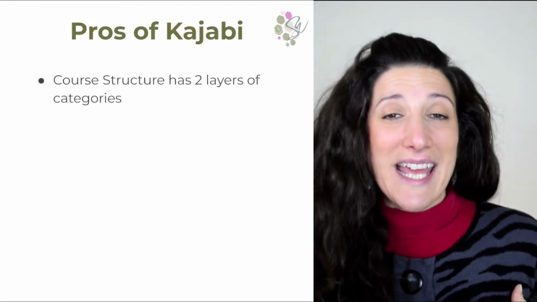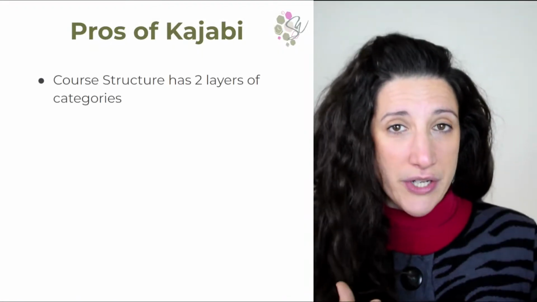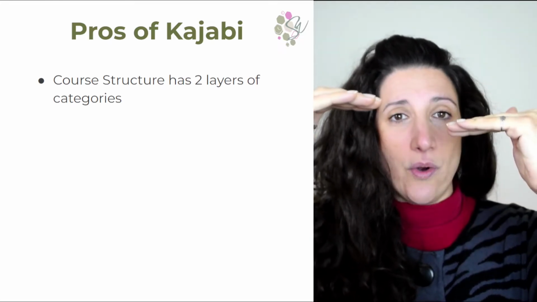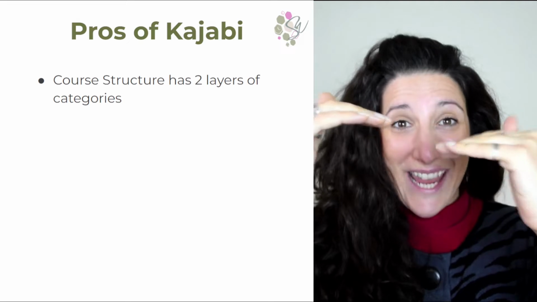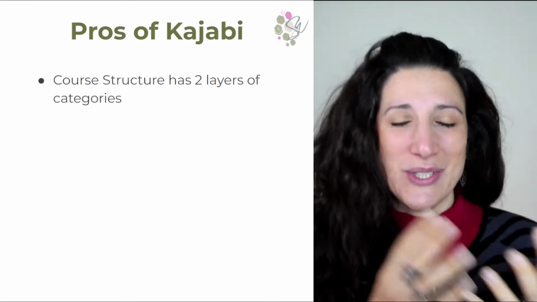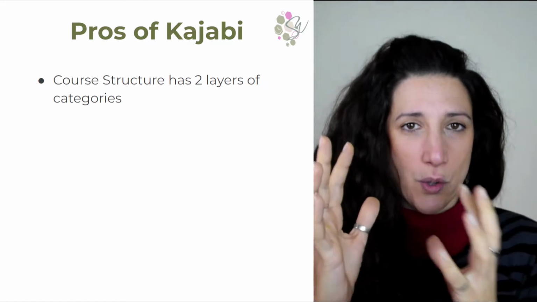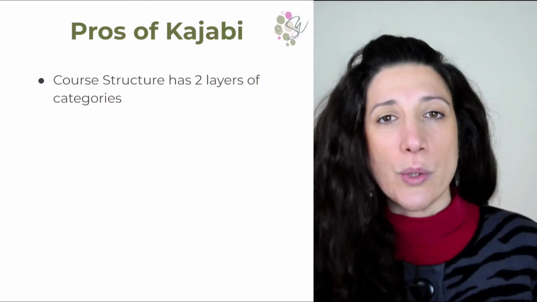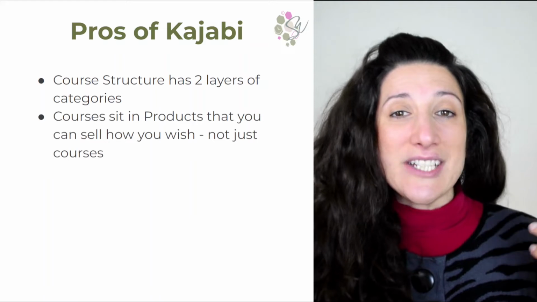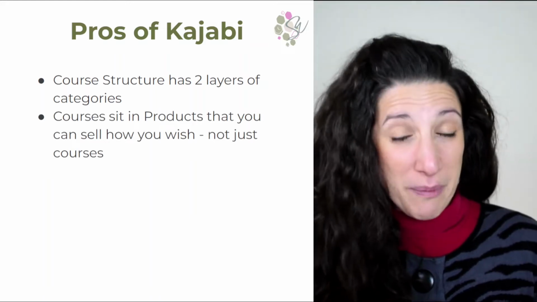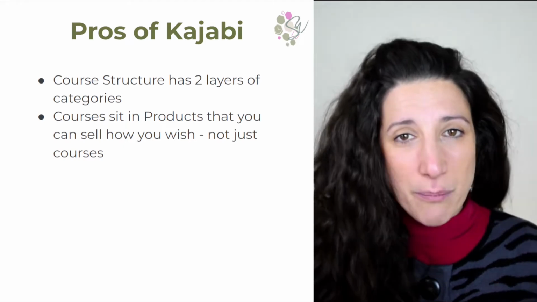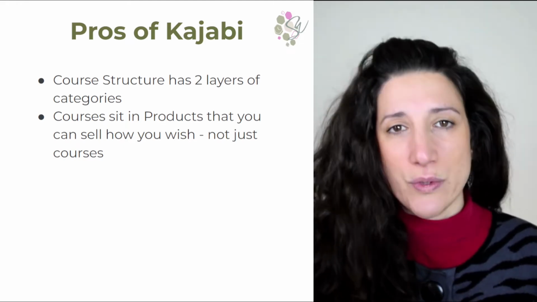So I like that there is a really great structure in Kajabi. You have your product, and then you have your category, and then you have a subcategory, and then after that you have your lessons. So you can create this really great structure for your course that chunks together your lessons rather than throwing everything at your student. And the products don't always have to be courses. So you can create this how you wish. It could be a membership, it can be an ebook. So it's not just designed for courses.